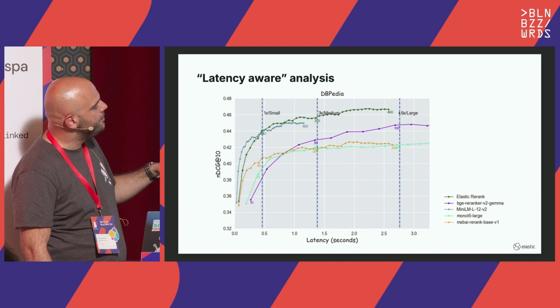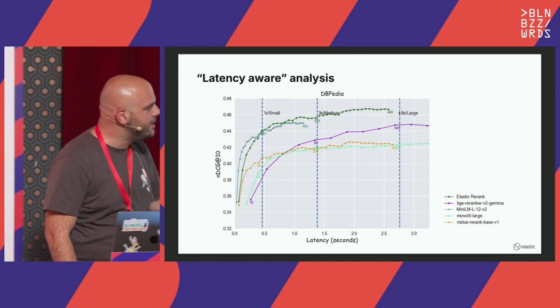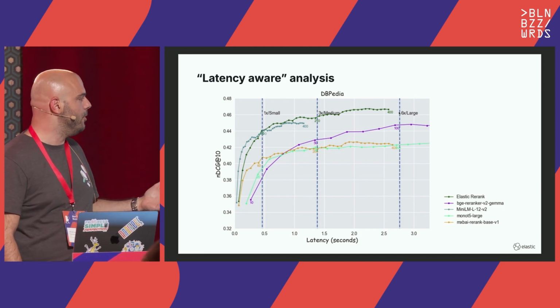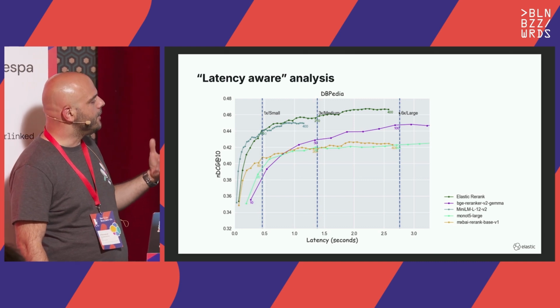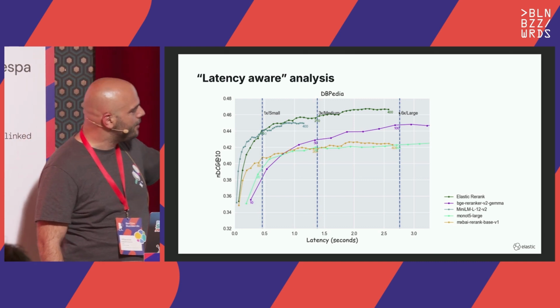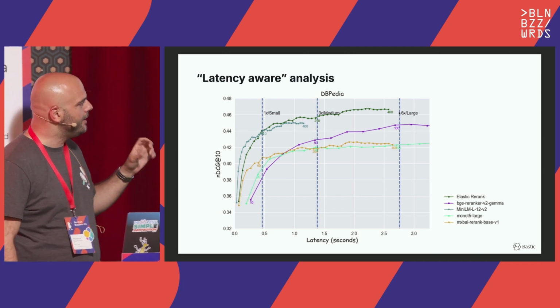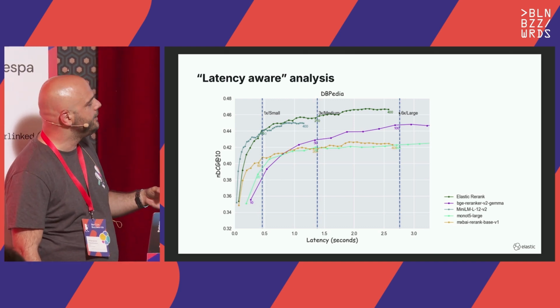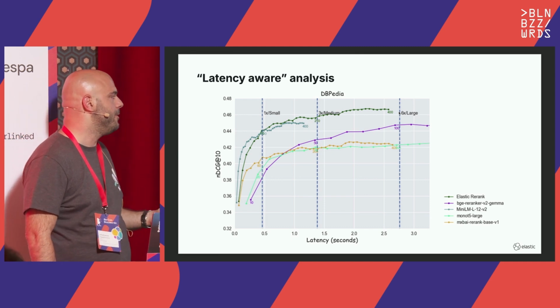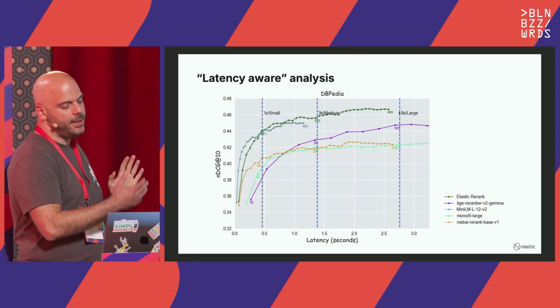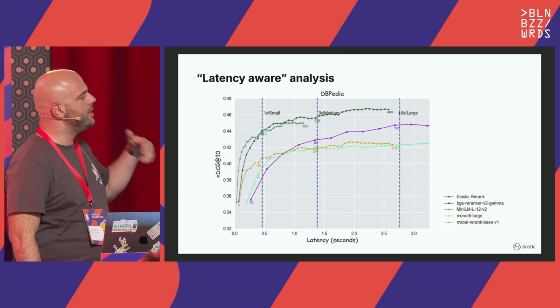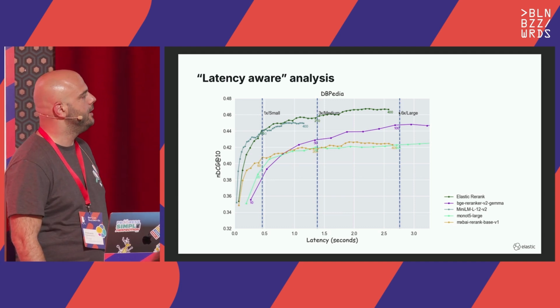On the contrary, a model like BGE Reranker V2 Gemma, which is a really strong model, is under that constraint at the last position, because it's really computationally heavy to run compared to the other models. But as we become more flexible with latency, we see that it gets better and better.